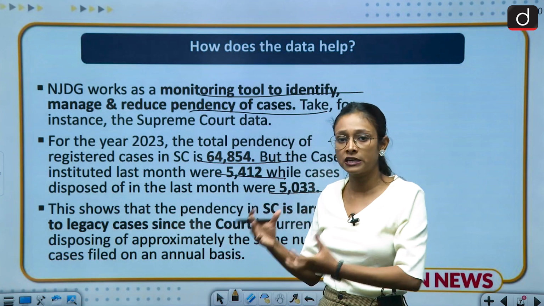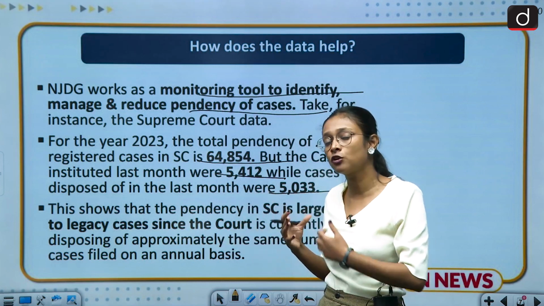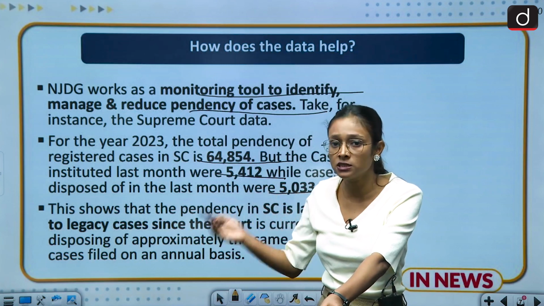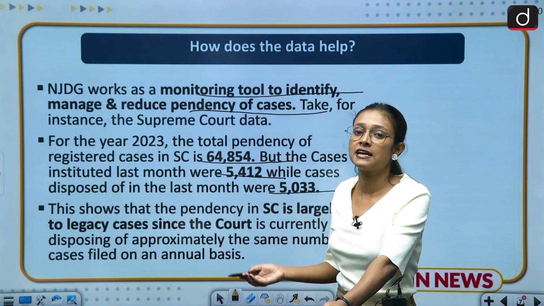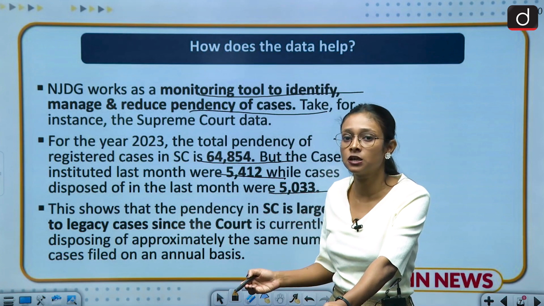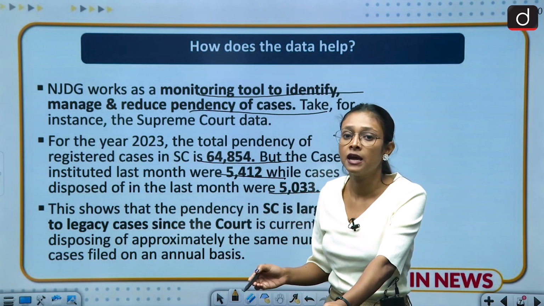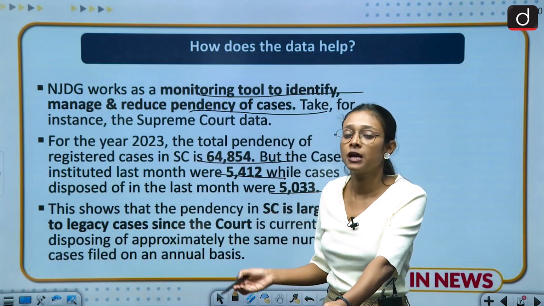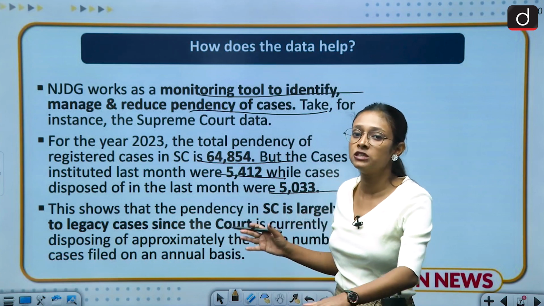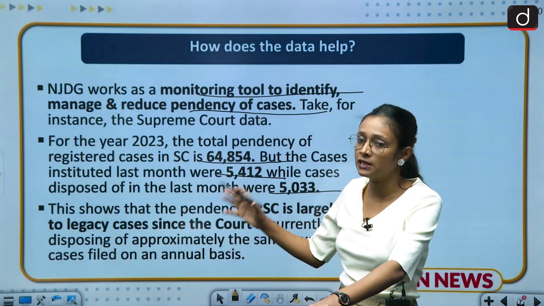If the cases instituted are the same number and we are also disposing the cases in the same number, then why do we have so much pendency in the Supreme Court? It's because of the legacy of the Supreme Court. It means that earlier so many cases were registered but not disposed of on time and justice was not given on time, and because of this there are so many pending cases. So these are the reasons that so many cases are pending.